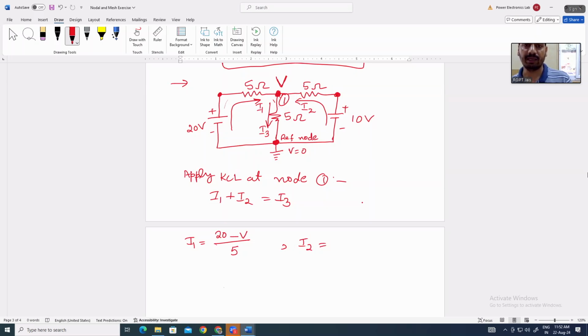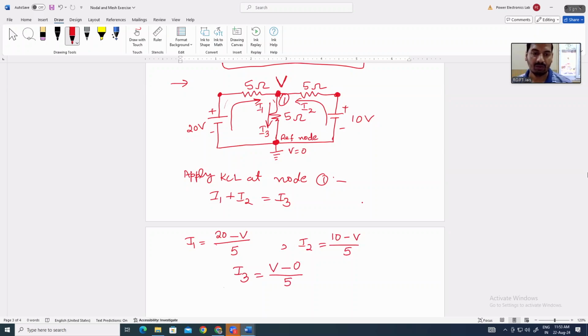In I2, the direction of current is from this side, so it means current will flow from higher potential to lower potential. So we will assume 10 volt as a higher potential. So (10 minus V) divided by 5, that will be the I2. And what is the value of I3? I3 will be equal to V minus 0, since the reference node voltage is 0, divided by 5.